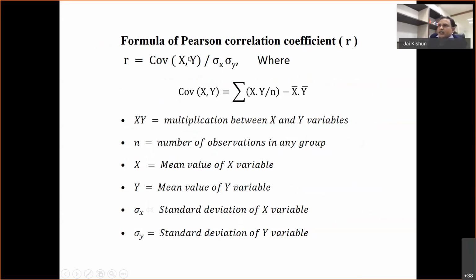So R is equal to the covariance of X and Y divided by the standard deviation of X times the standard deviation of Y. This is the formula for estimating the Karl Pearson correlation coefficient, this R. And this covariance of X and Y is basically the summation of the product of the two divided by the number of observations, minus the product of the means of these two variables X and Y.